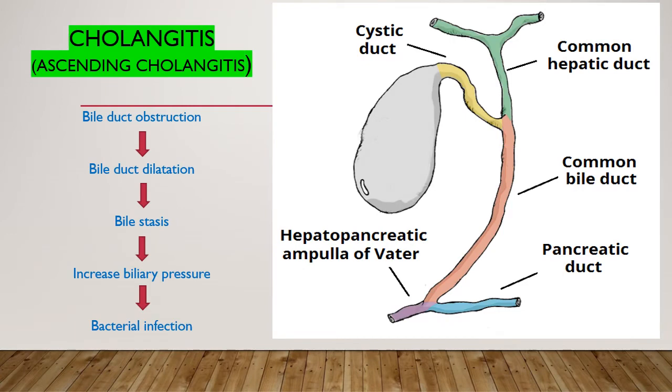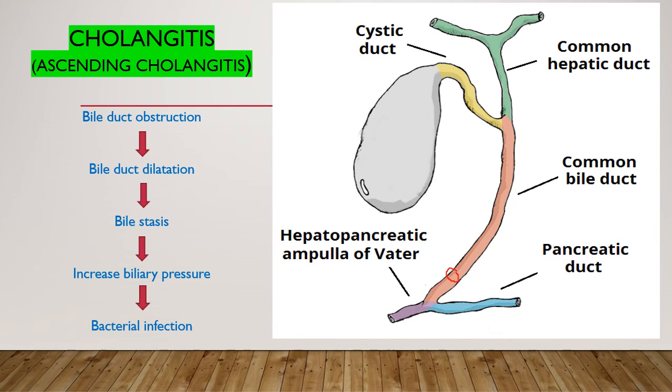Now let's go into cholangitis in a bit more detail. Now, cholangitis refers to the infection of the bile ducts. Okay, bile ducts which consist of the right and left hepatic ducts, common hepatic duct, common bile duct, and the ampulla. Okay, and this infection is usually due to some form of obstruction at the lower end of the bile duct. Okay, for example, a stone or some other sort of obstruction.